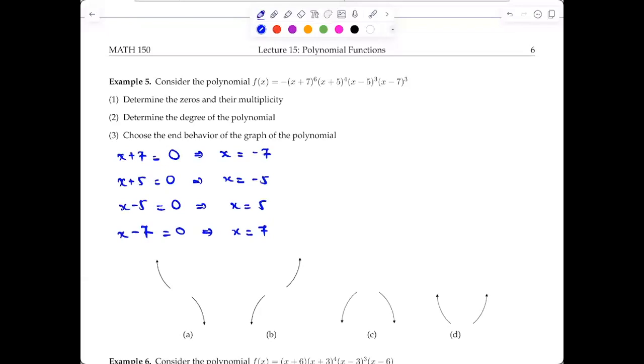And again, the factor x plus 7 appears 6 times, so the zero has multiplicity 6. So this is a zero of multiplicity 6. This is multiplicity 4. This is multiplicity 3. And x equal to 7 is a zero of multiplicity 3 as well.